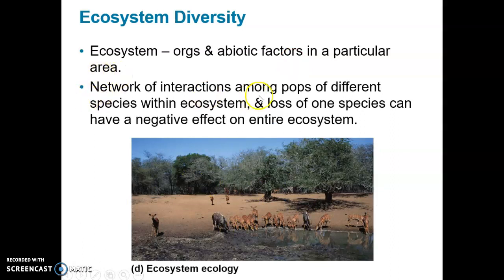So the network of the association or interaction among the populations of different species within an ecosystem is complex, not always fully understood by humans. And then the loss of one species can have a serious negative impact on the entire ecosystem. And it depends on the species. Some species, in a way, have much more of an impact on the interaction among populations than others. Some really important species are the larger predators, which are considered apex predators or apex species. As we will talk about later, many of them are keystone species.